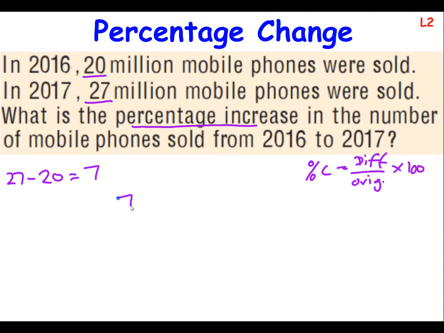So the difference is 7 divided by the original amount, which is 20, and they're both millions, and then we need to multiply it by 100 to work out our percentage change. Now we've done it in the non-calculator method here, where we can move our denominator across, and 100 divided by 20 is 5, and 7 times 5 is 35. So the percentage increase is 35%. The percentage has gone up 35%.